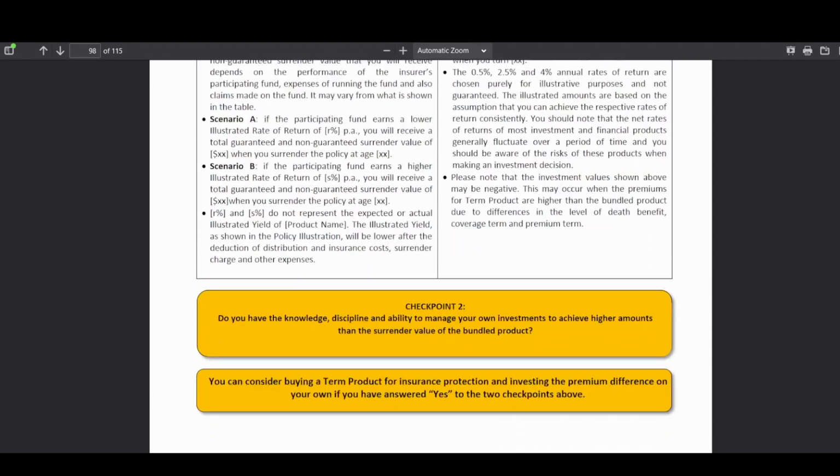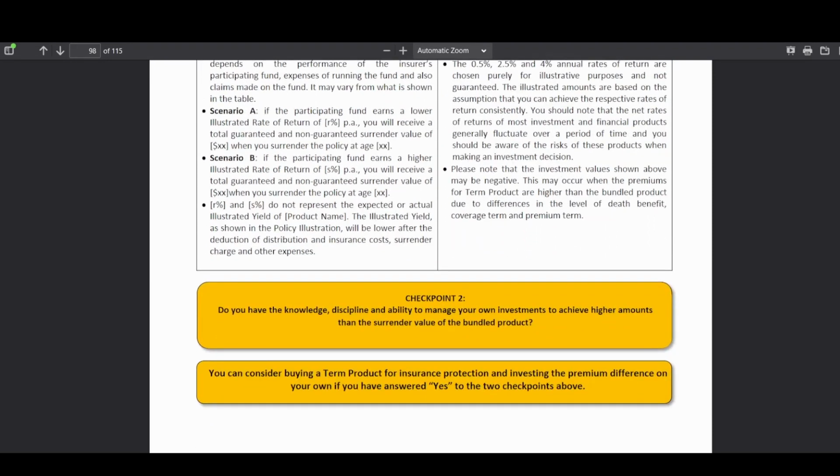So after looking at these 2 comparisons, we hit our second checkpoint already, which asks you if you have the knowledge, discipline and ability to manage your own investment to get a higher return. Note that if you answer yes for both checkpoints, then buy term and invest the rest probably will be better for you lah. The first checkpoint asks you if a term policy is enough to meet your protection coverage needs, and the second asks you if you are able to do your own investment. If you answer yes to both questions, then buy term and invest the rest will be better for you lor.